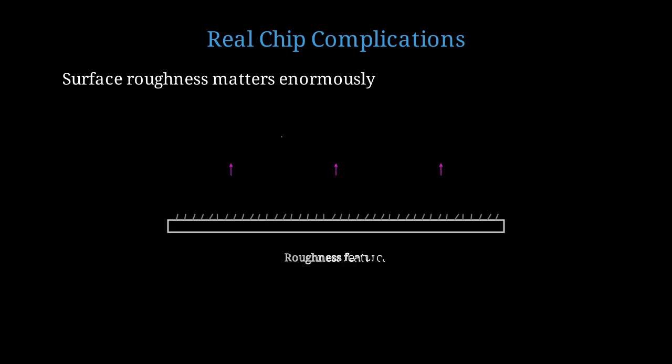Here is a rough electrode surface. Each asperity acts as a tiny pump. The field concentrates at sharp features. Flow velocities near these features can be 10 times larger than the smooth surface prediction.